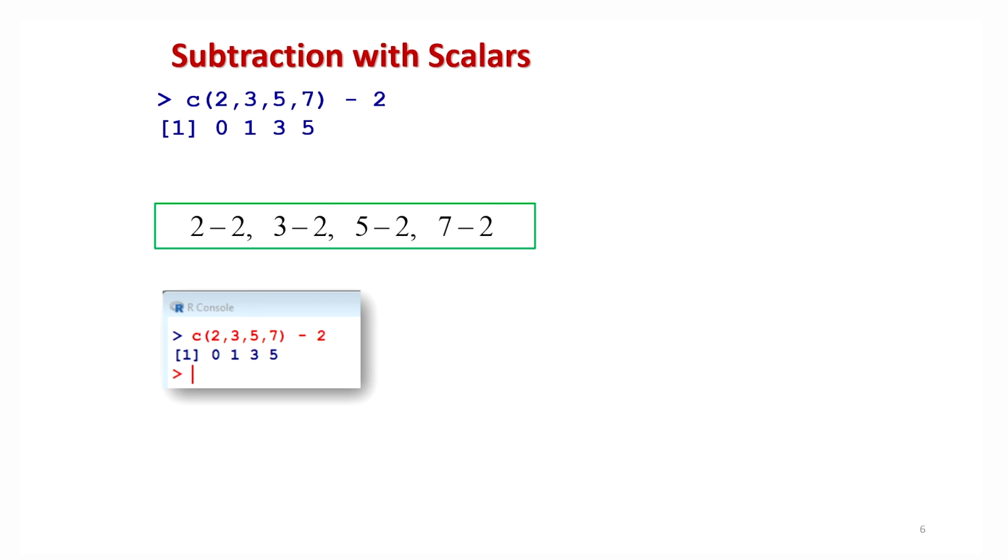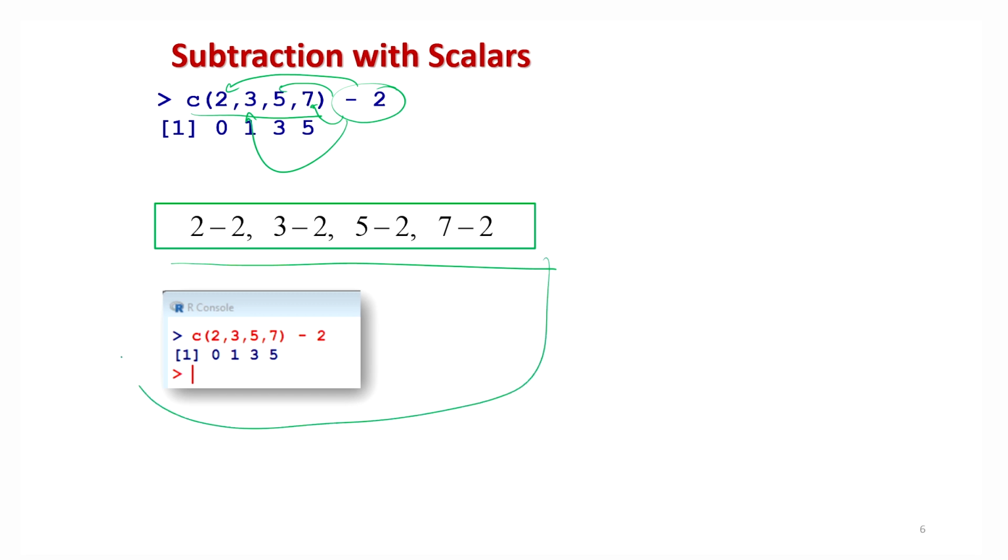Now in case I repeat it for subtraction, same concept. When I write down one data vector subtracted by a scalar, then this minus 2 is going to operate over each of these numbers, and this outcome is obtained 0, 1, 3, 5, which is the outcome of this execution 2 minus 2, 3 minus 2, 5 minus 2 and 7 minus 2.